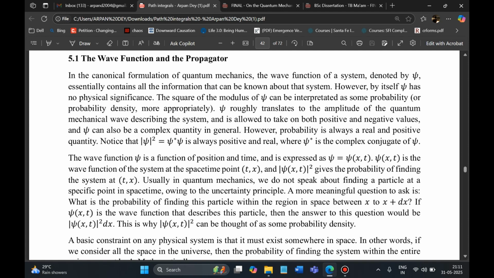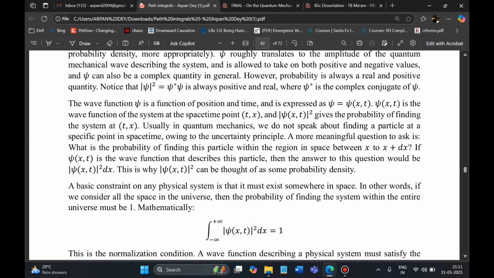So let's explore the conceptual difference between the wave function and the propagator visually, using some plots. In the canonical formulation of quantum mechanics, the wave function of a system, denoted by psi, essentially contains all the information that can be known about that system. We already discussed all of this, right? And this probability density, and all of this. Okay.